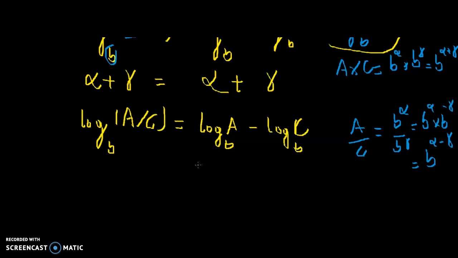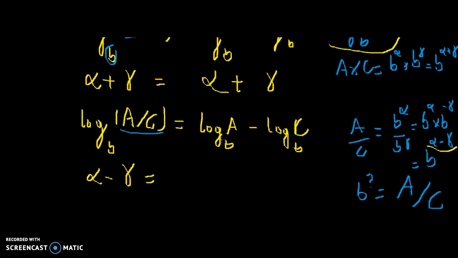So if I do the same thing as I did before, and I look here again, I have the log of a divided by c on the base b. So what I am asking is to which power I have to raise my base b so that I have a divided by c. And the answer for that is that I have to raise my base b to alpha minus gamma. So the logarithm of a divided by c will be alpha minus gamma.